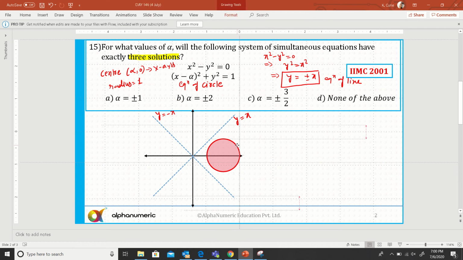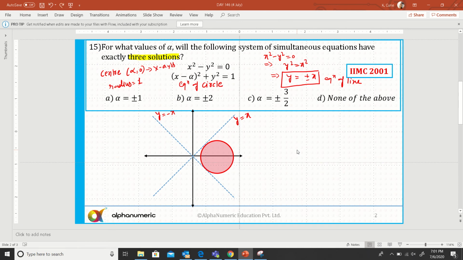Now if you look here, I'm slowly moving the circle and you can see it like this. Under this condition, what is happening here? How many solutions does this have? If I mark it here, this is cutting the lines y equal to x and y equal to minus x. So in this case, you can see there are exactly two solutions.